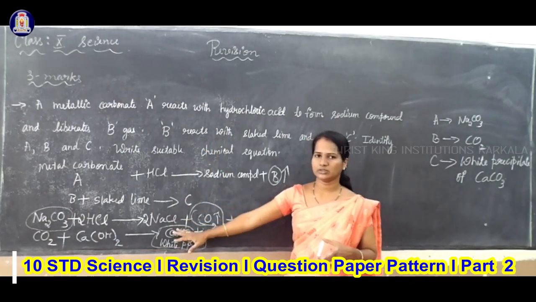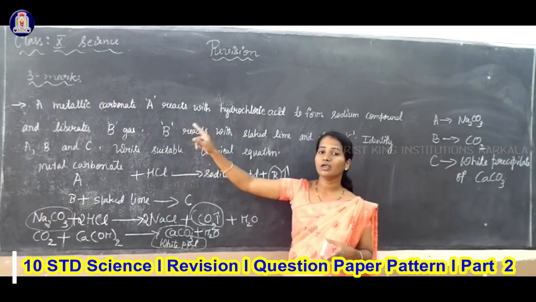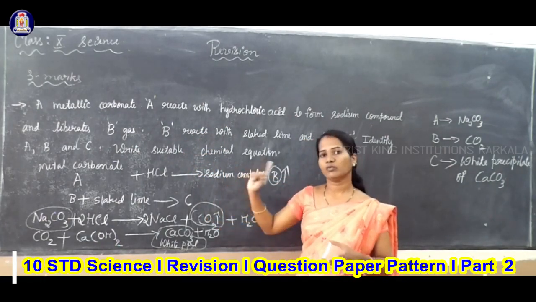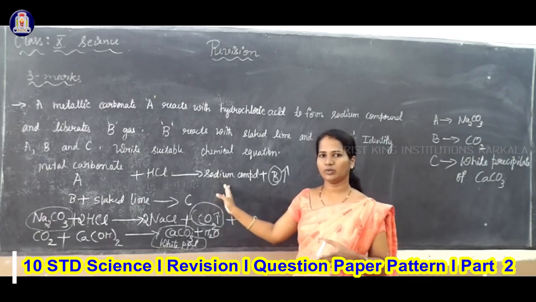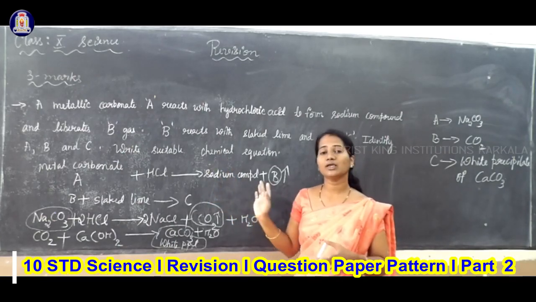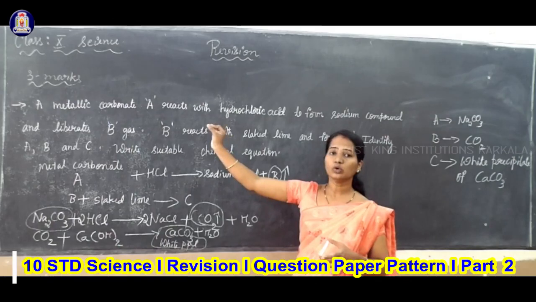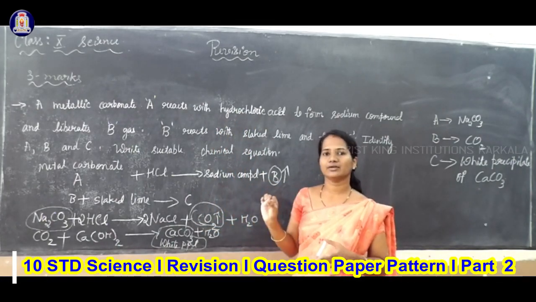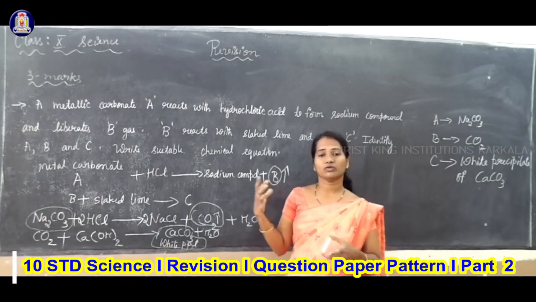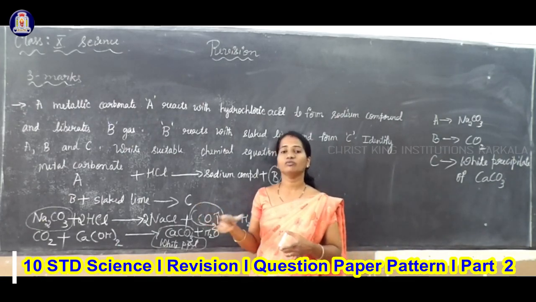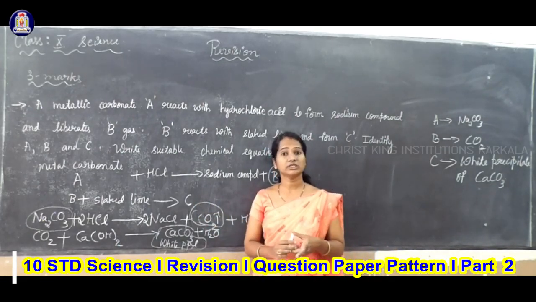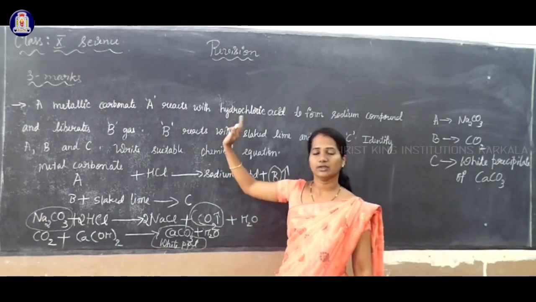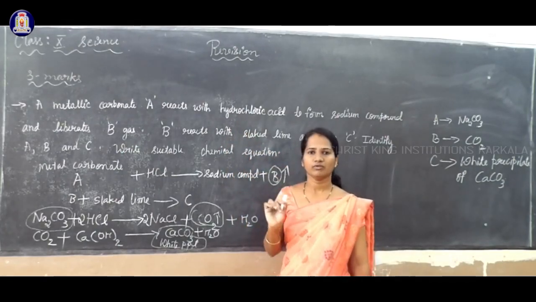Only two equations and mention A, B, C. So this type of question, one question will be there in your question paper related to the chemical equation. They give the clue in the question. Based on that clue, you have to understand which chemical reaction or which chemical equation the question is asked related to. One question definitely it will be there in your question paper.